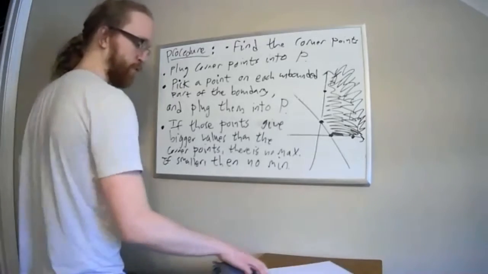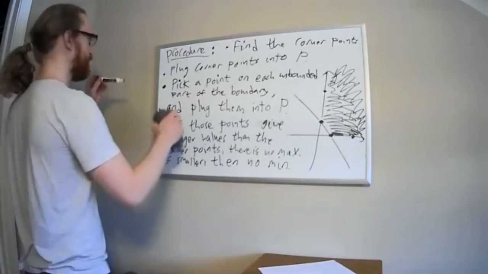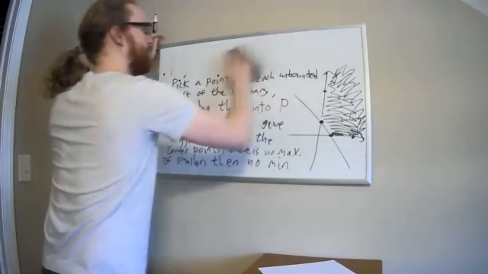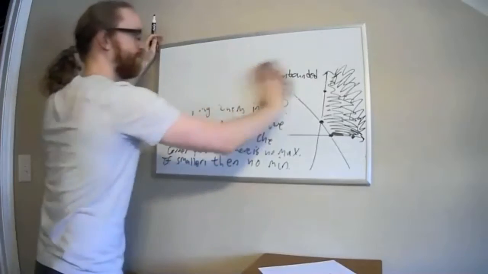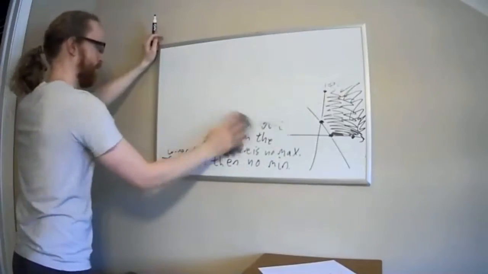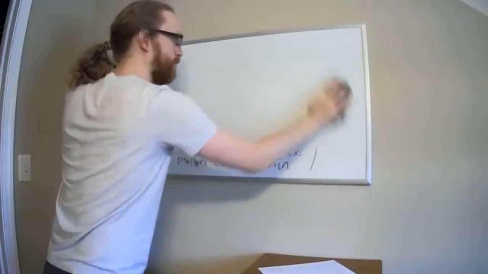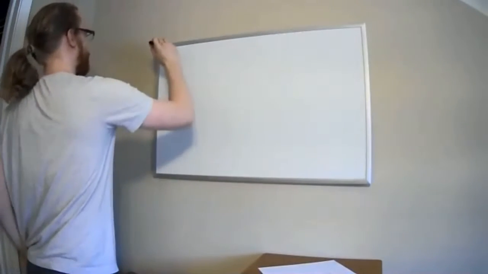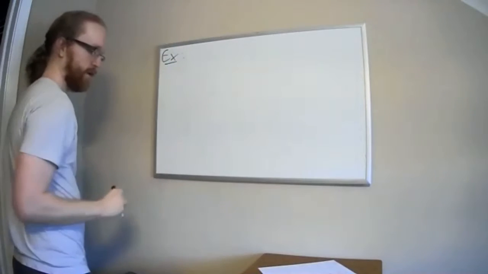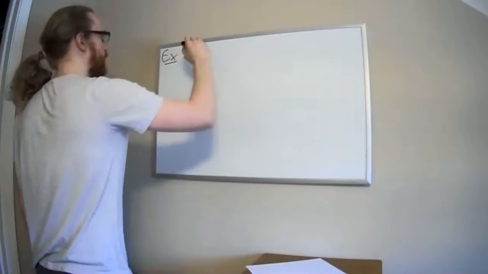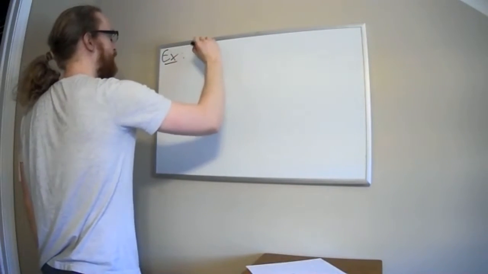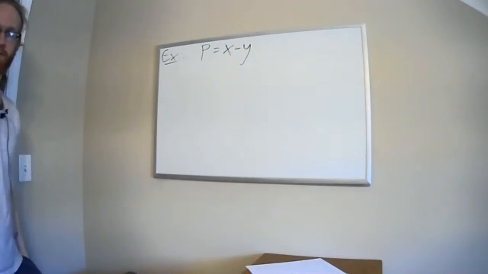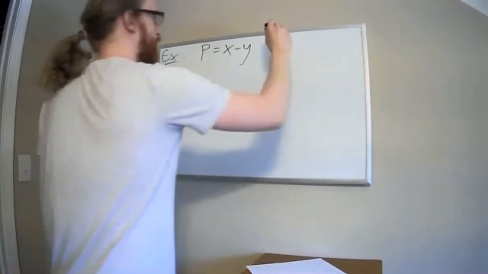We'll start with the simplest one I could think of to fit this criteria, just to illustrate what might happen and how to deal with it. So here's our first example with an unbounded feasible set. Our objective function will be p equals x minus y. So here's our objective function. And here are our constraints.